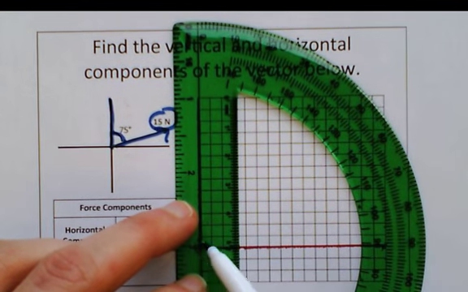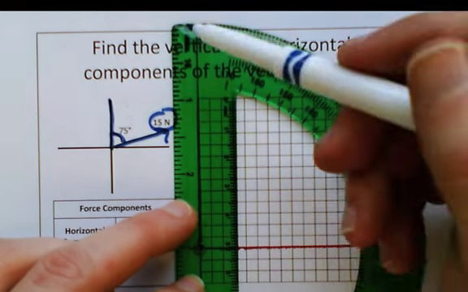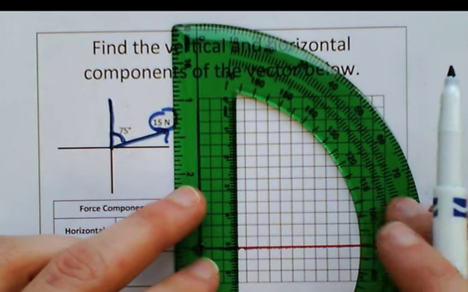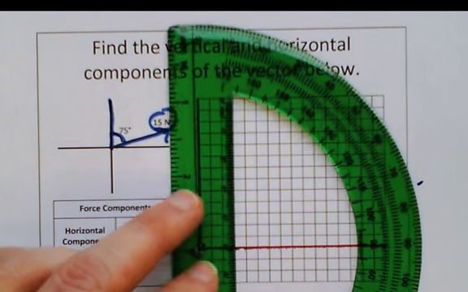So again, I line up the centerpiece there with the origin, and then I slide my protractor until this black line on the protractor aligns with the vertical grid lines on my graph paper. Then I look for 75 degrees, which is way down here. I make a little mark.